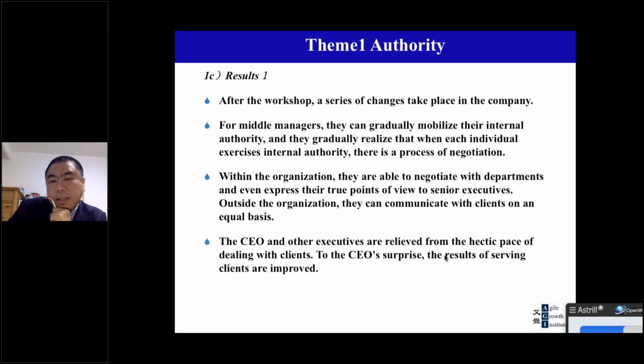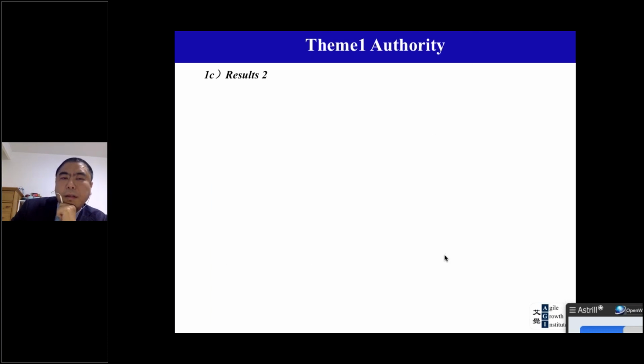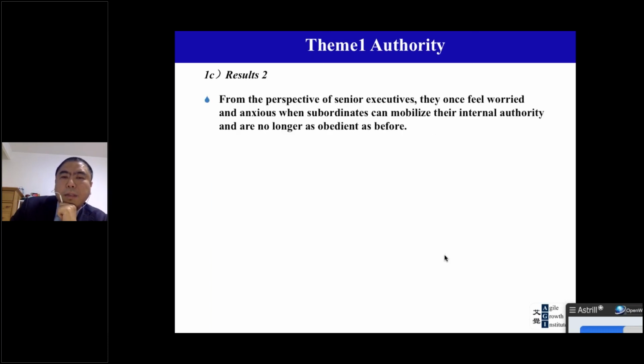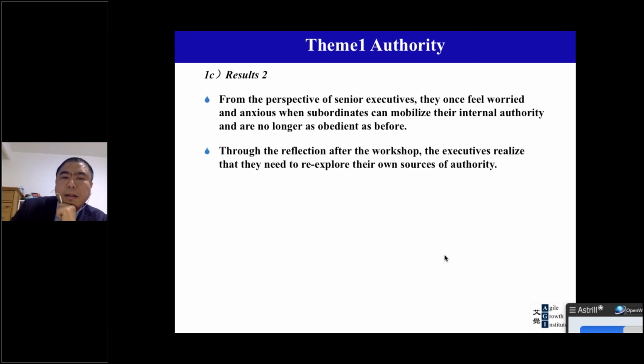The CEO and other executives are relieved from the hectic pace of dealing with clients. To the CEO's surprise, the result of serving clients is improved. From the perspective of senior executives, they once felt worried and anxious when subordinates can mobilize their internal authority and are no longer as obedient as before.